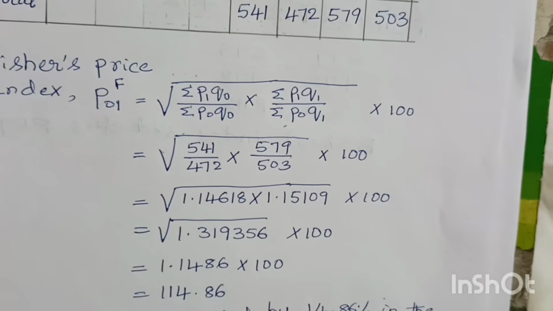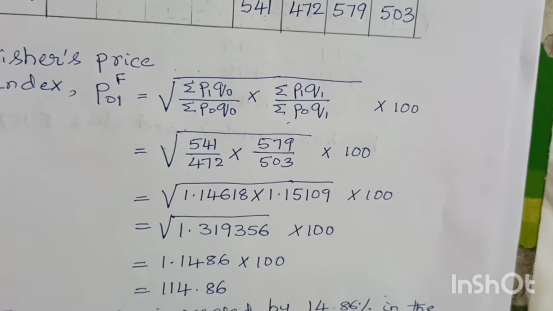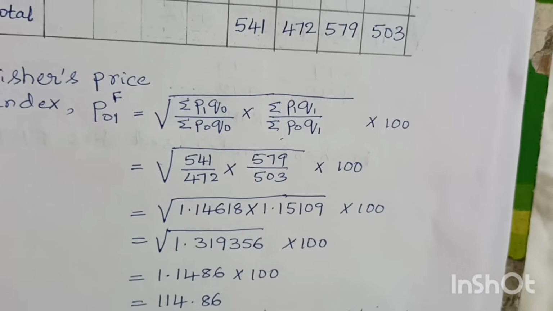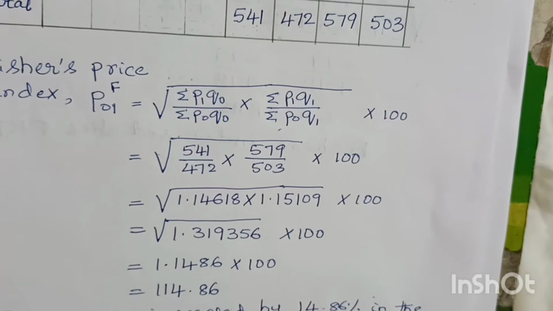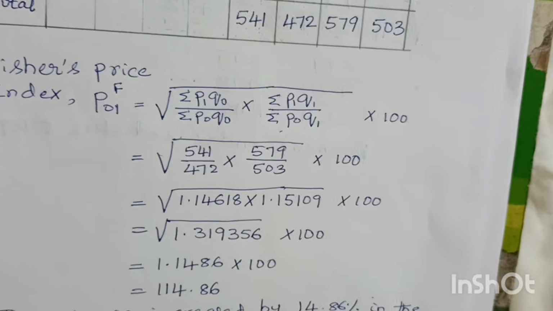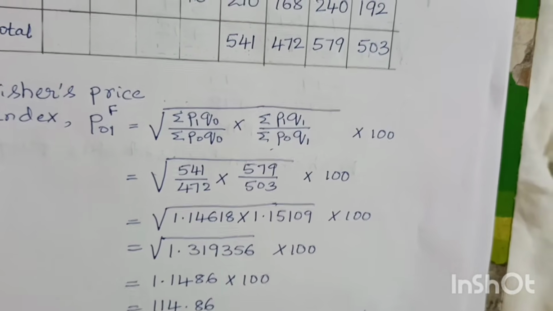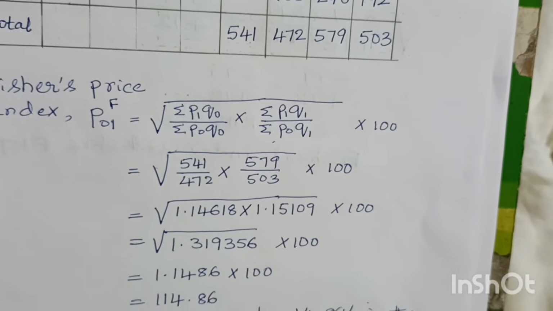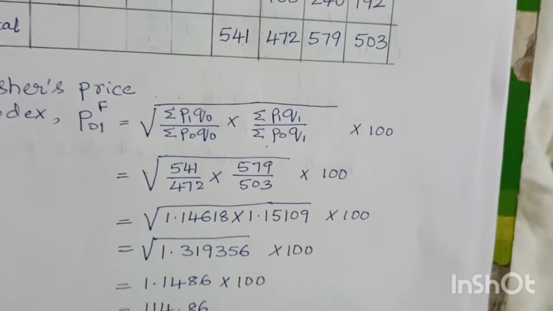is equal to 114.86. Students, as far as possible, try to write 4 or 5 digits after the decimal point during calculations. Final answer you can write after the decimal point only 2 digits, but during calculations, as far as possible, try to write 4 numbers after the decimal point. Okay, or 5 numbers. You will get exact answers.